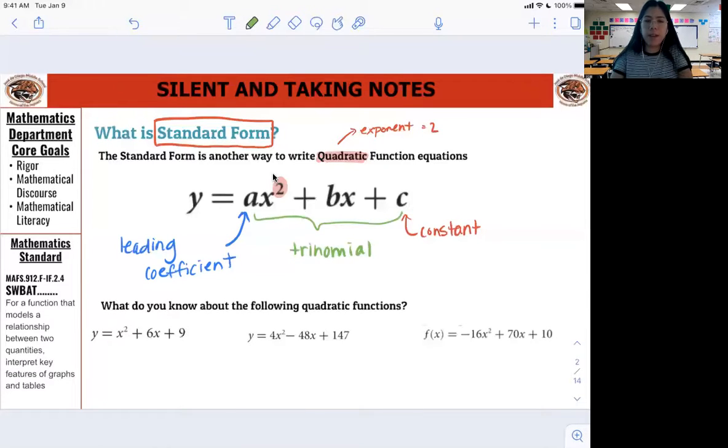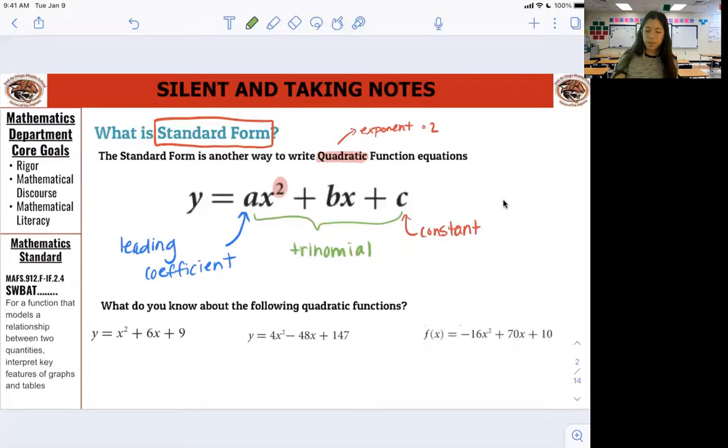Because remember, what happened with vertex form? Vertex form gives us a lot of information. What does vertex form tell us about the graph? What's one thing? It tells you the translations. What else does vertex form tell us from yesterday's class? Where the vertex is. So it tells us the H, the K, the A. There's a lot of information.